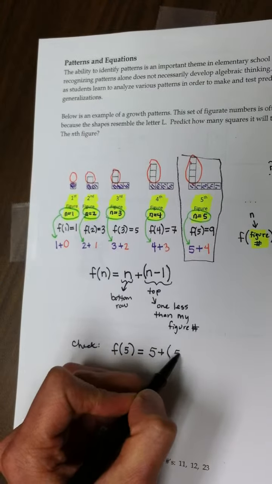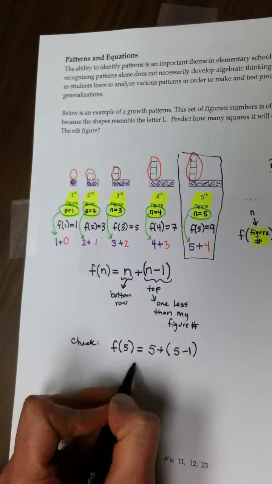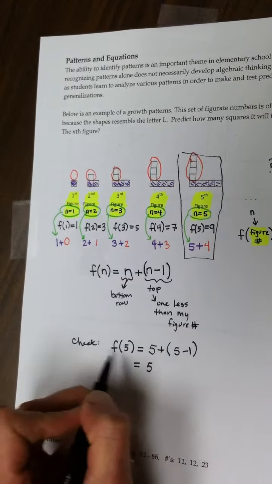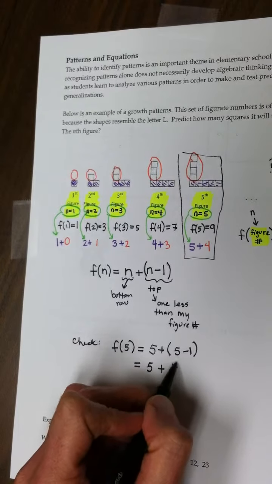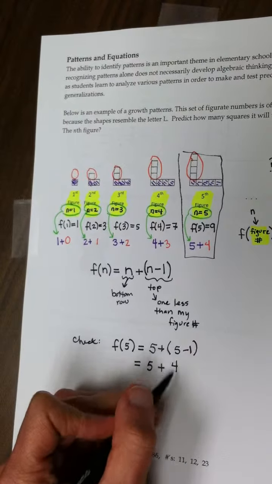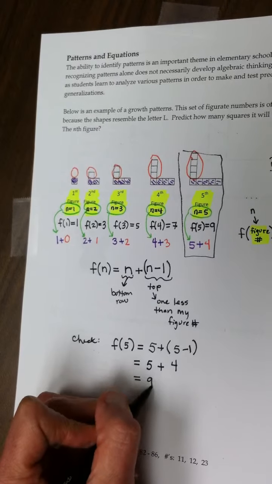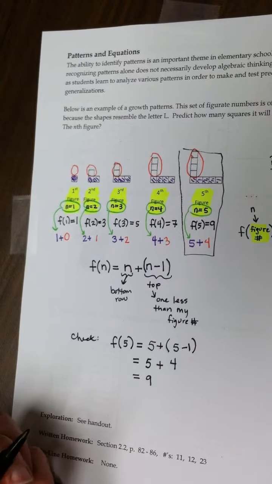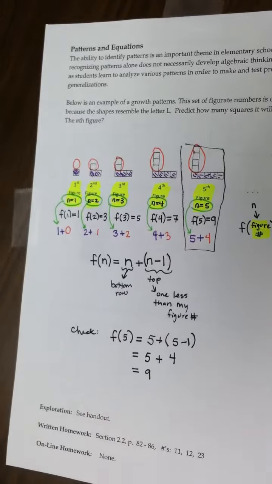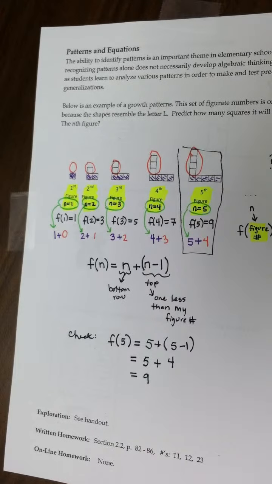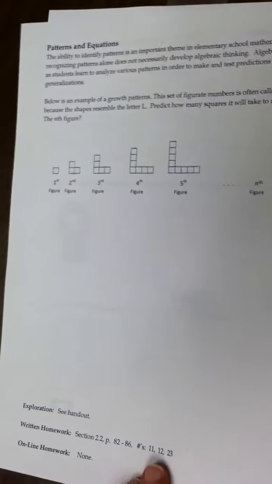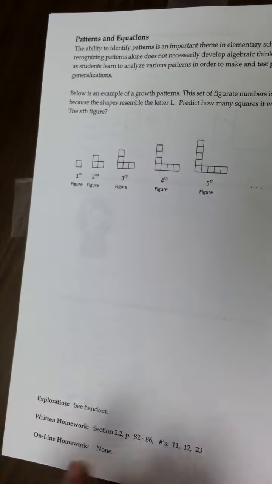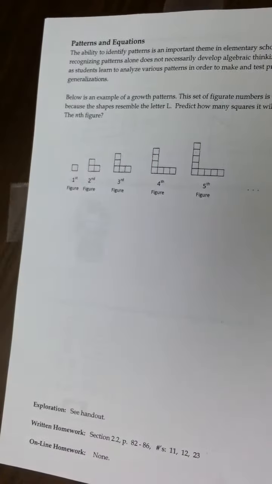So I'm going to do the figure number minus 1. So this is telling me I have 5, that was the bottom number, plus 1 less than 5, or 4, that was the top stack. And together that gives me the 9 blocks that create the figure. Now there's another way we could look at this pattern and see a completely different function. So I'm going to look at this a different way, get a totally different function.